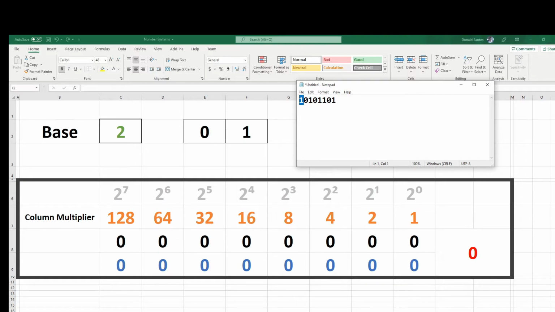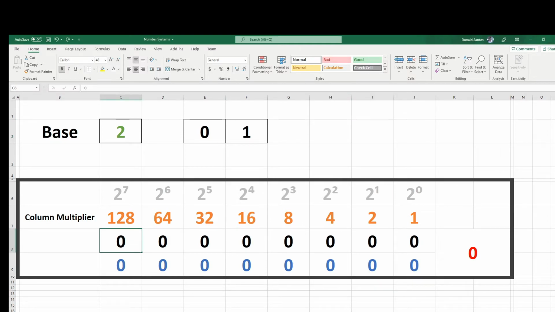So since I know that the biggest column is 128, I know that it's at least 128, right? So how do I know that? It's like you only have 2 choices for these numbers. You can't say 1, 2, 3, 4, 5, 6, 7, 8, 9. It's either a 0 or a 1.